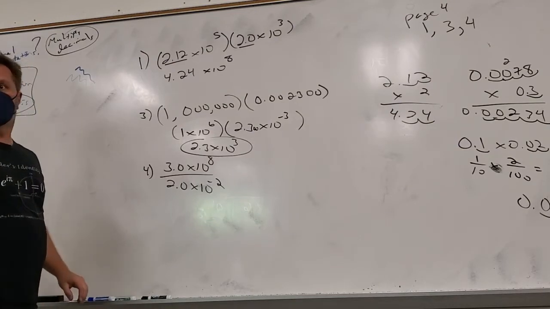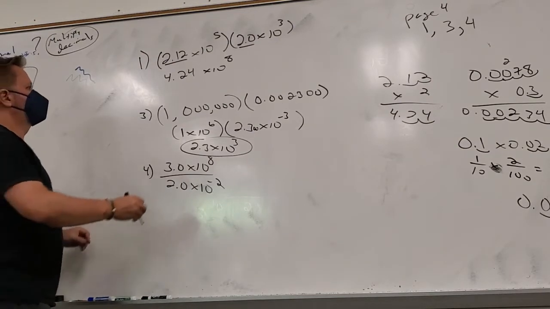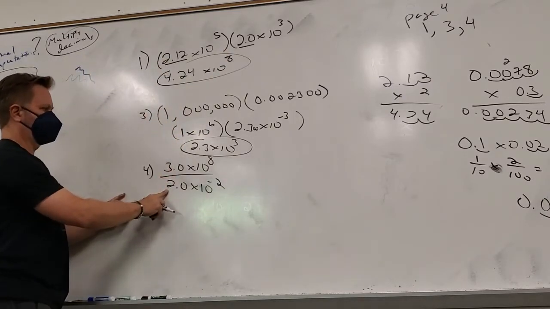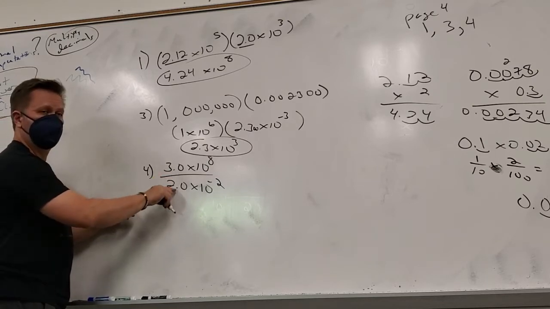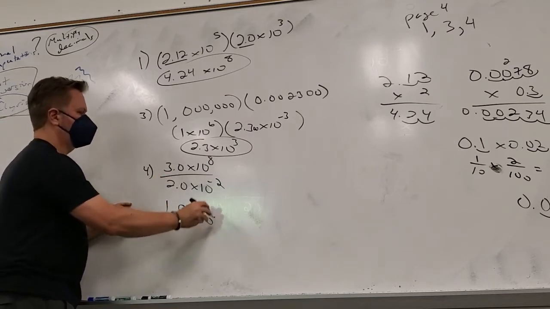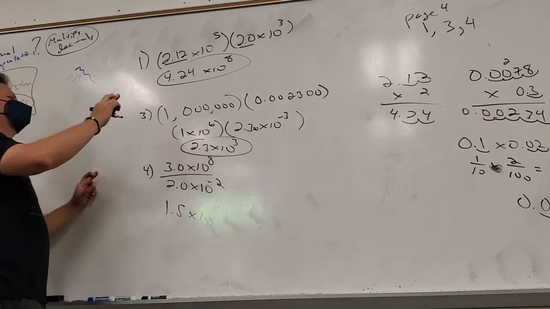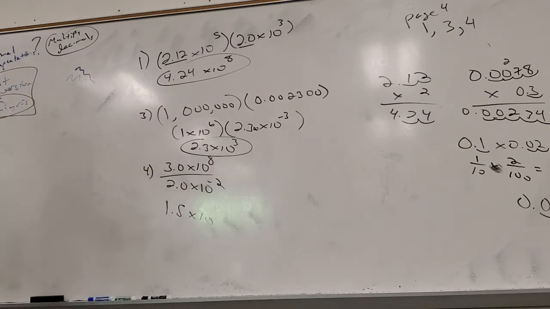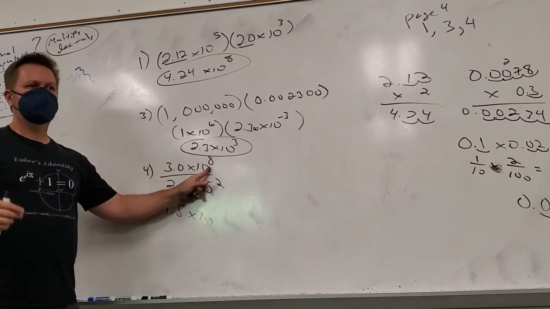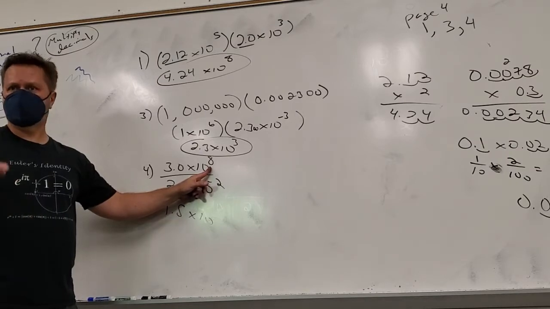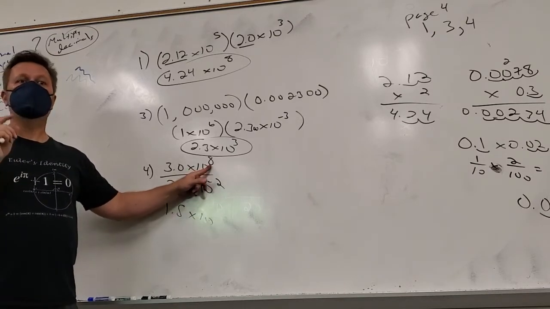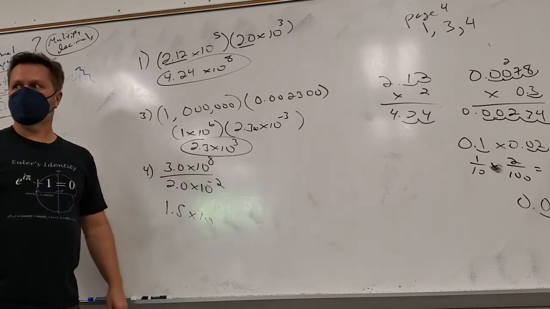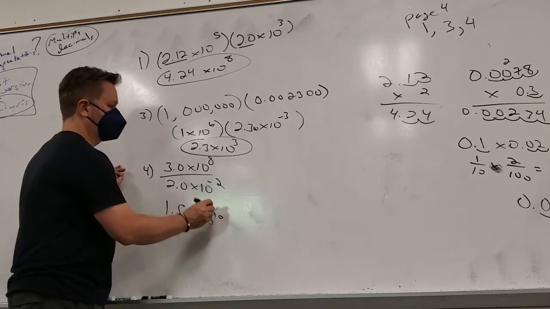Question. Can you do number 2? I don't think it's up there. Yeah, we'll do 2 in a second. Let's do number 4 real quick. Okay. 3 divided by 2? 1.5. 10 to the? What do you do with the powers when you divide? Subtract. 8 minus negative 2 is 8 plus 2. 10. Tricky.